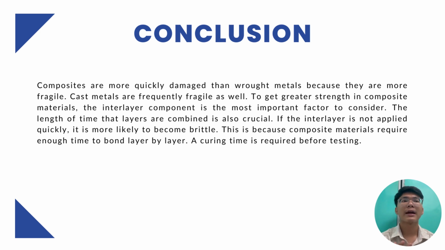To get greater strength in composite materials, the interlayer component is the most important factor to consider. The length of time that layers are combined is also crucial. If the interlayer is not applied quickly, it is more likely to become brittle. This is because composite materials require enough time to bond layer by layer. A curing time is also required before testing.